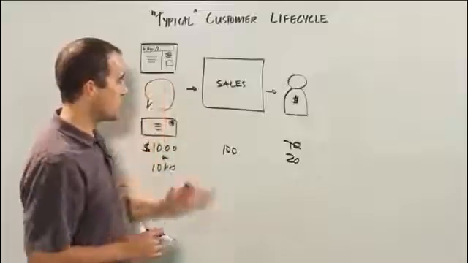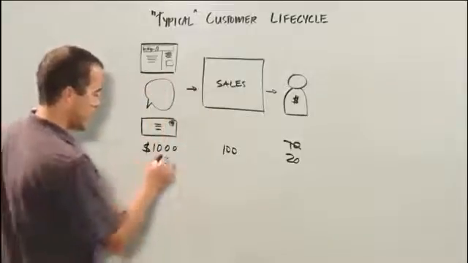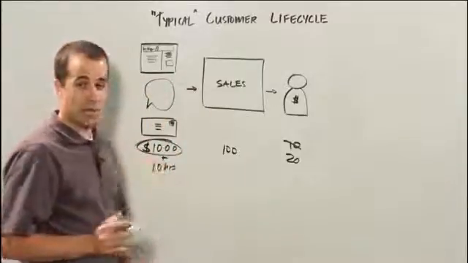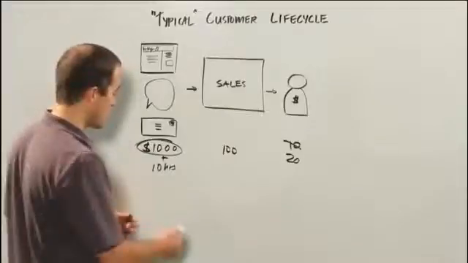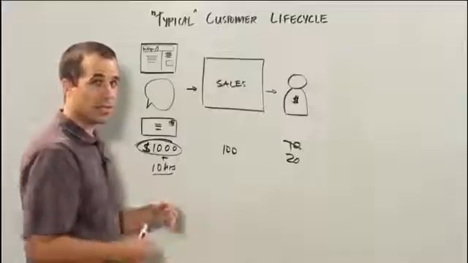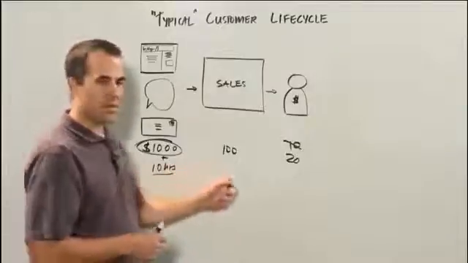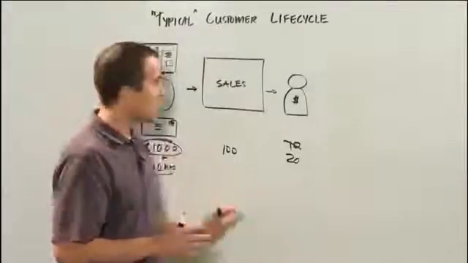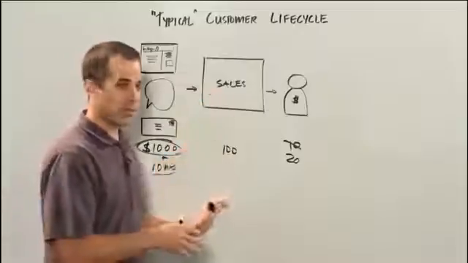Well, with the typical customer life cycle, I can double the amount of dollars I'm spending on my advertising and marketing, or I can double the time. Maybe I'll spend more time in Craigslist or in social media in an effort to create more leads that can turn into more customers. Or I might work on my sales process a little bit.